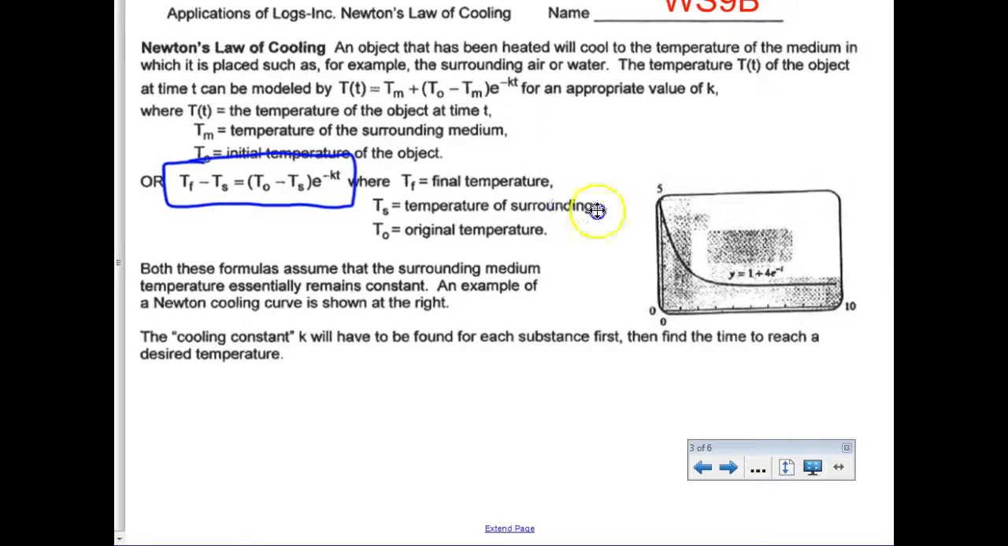T sub S is the temperature of the surroundings, but I will warn you on your test, they often call that T sub M for the temperature of your medium, because surroundings and medium are the same thing in this application. For a cooling a cake question, you're just going to let the cake cool in the air. But there's an example coming up where you're cooling a hard-boiled egg, and that's often put into a cold water bath. So the surroundings would be the water in that case. T sub naught, anything sub naught is initial or original, so it's the original temperature. K is a constant for that product in that environment. It has a constant value for cooling. And then T, of course, is time.